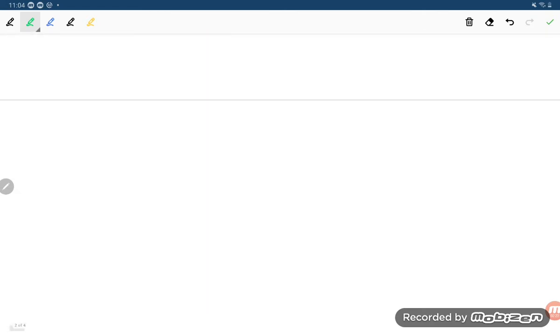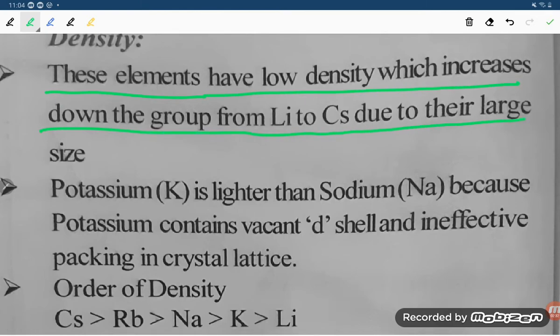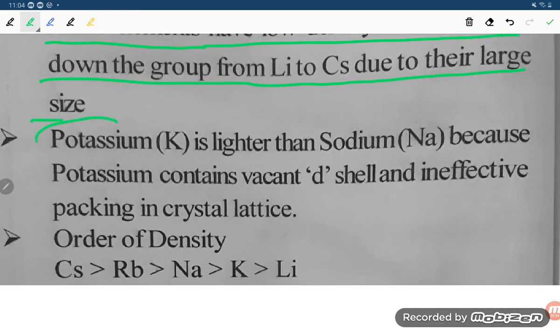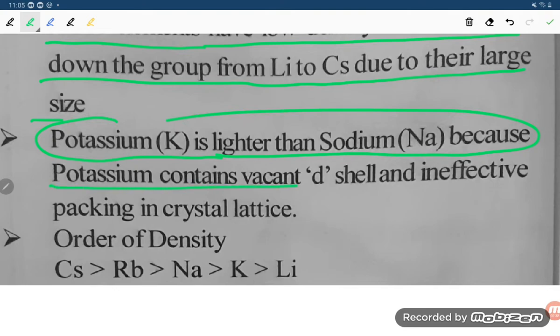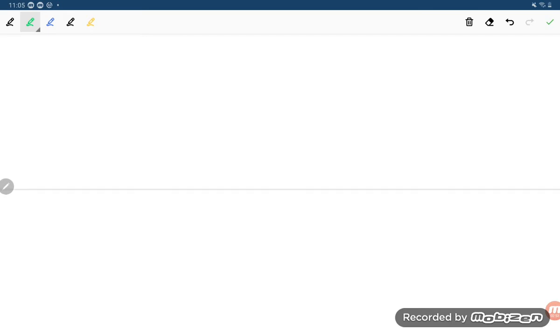Let us have a look at it, student. These elements have low density, which increases down the group from lithium to cesium due to their large size. Potassium is lighter than sodium because potassium contains a vacant d subshell and has ineffective packing in the crystal lattice. So the highest density is cesium, then rubidium, sodium, potassium and lithium.